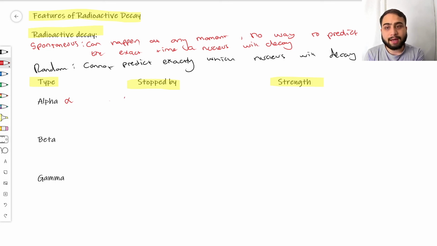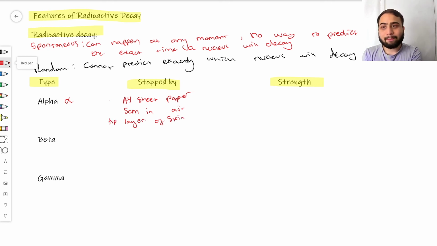Okay, because it's such a big particle, it can actually be stopped very easily. So it can be stopped by an A4 sheet of paper, as in the thickness of an A4 sheet of paper, not the surface area, the thickness, or 5 centimeters in air, or a layer of skin. Well, I should really say top layer. Okay, but because it's also such a big particle, it's very, or rather strongly ionizing. Okay, so those are the two features of alpha that you need to remember.